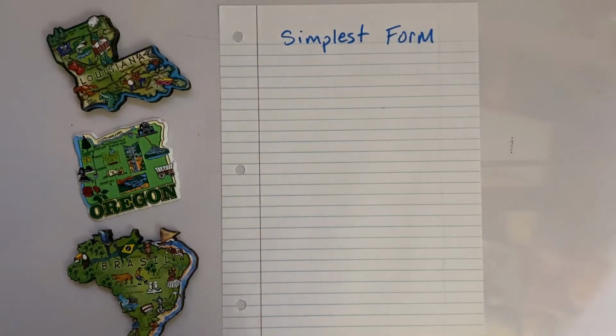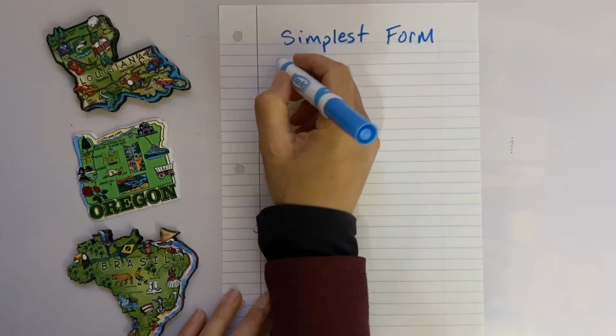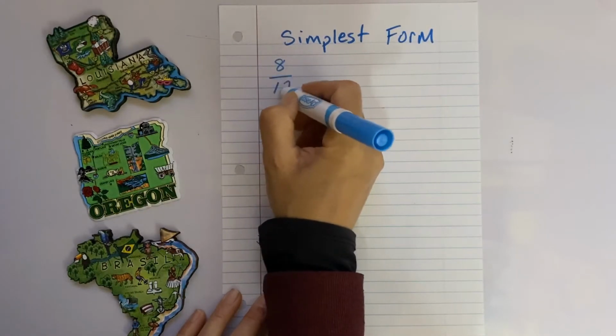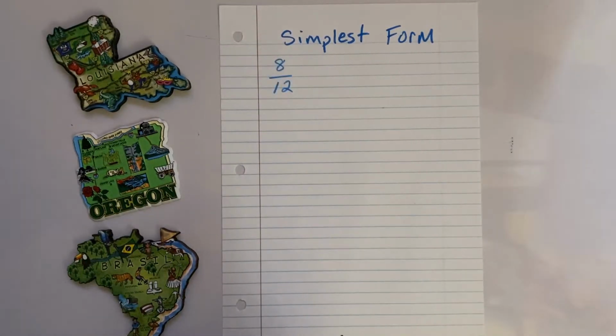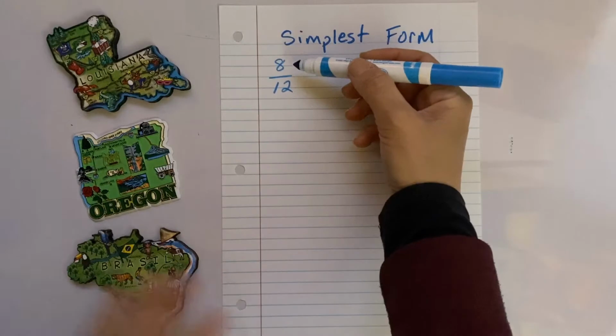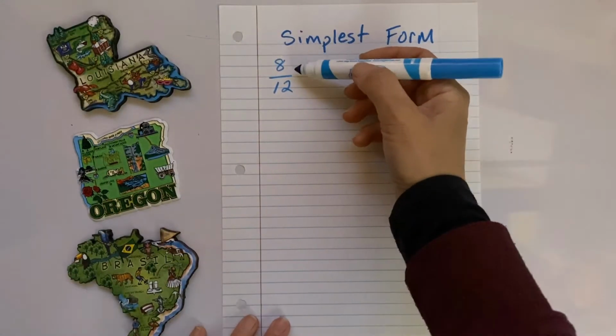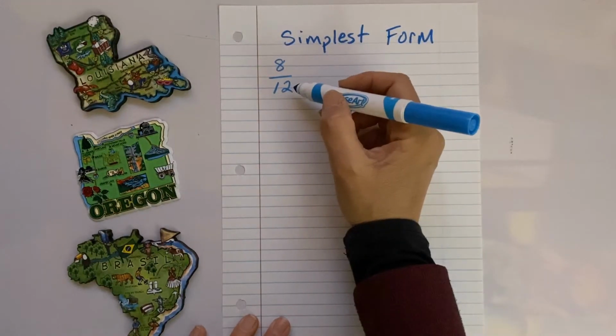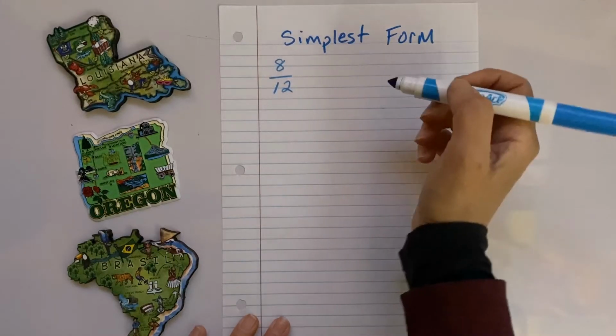Okay, so I'll try a few more examples. Let's make 8 over 12 in simplest form. So what you want to think of is, what is the greatest factor that I can divide the numerator and the denominator by that is the same? So let me start with 8. I can divide 8 by 8, but 12 is not divisible by 8, so that won't work.